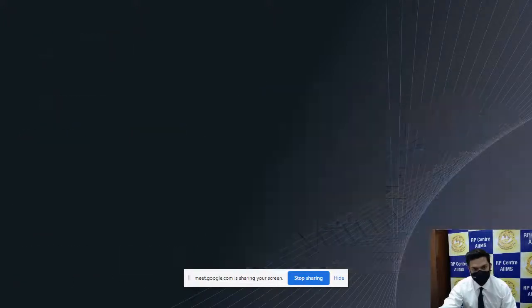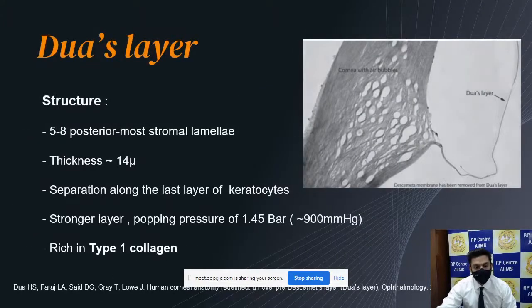The Dua's layer is a debated entity, which is the posterior-most part of the structure of the cornea.